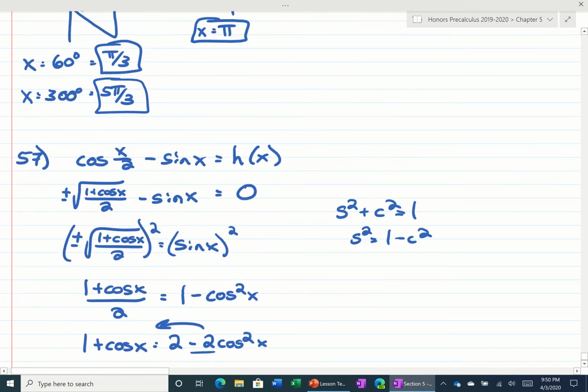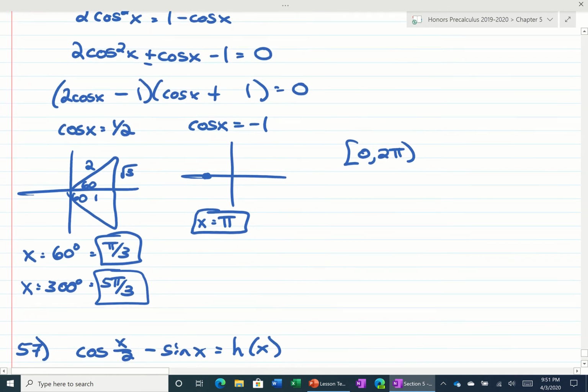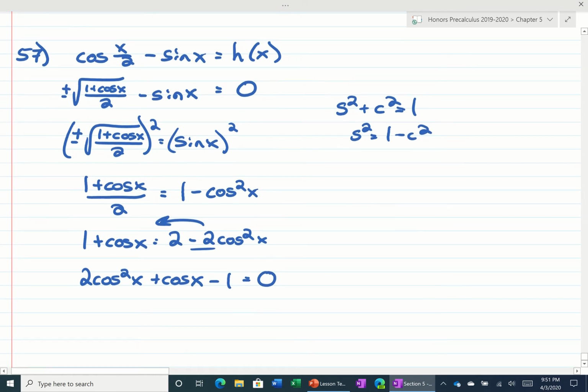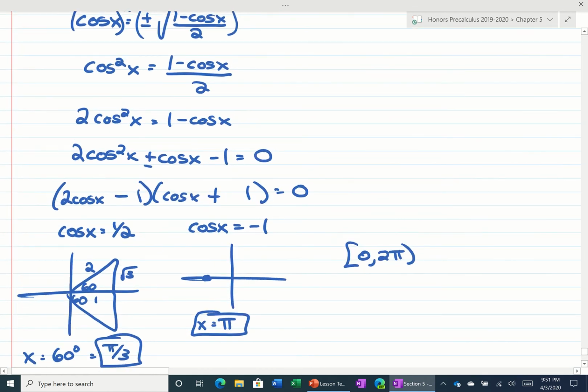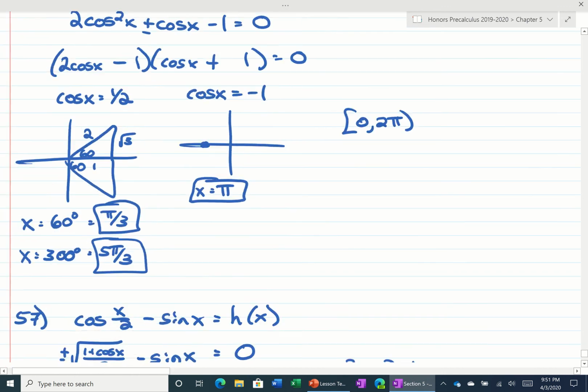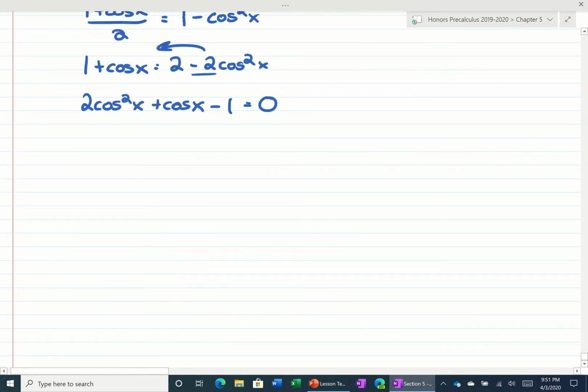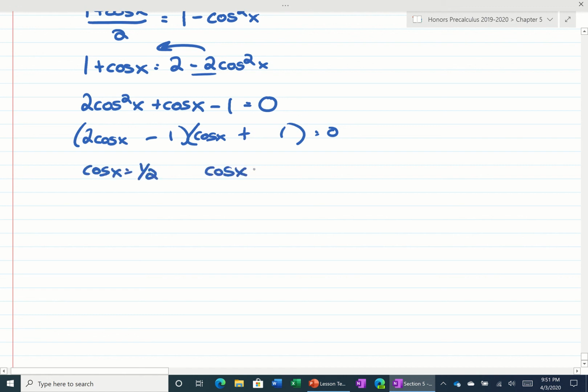And this is exactly the same problem we had over here. 2 cosine squared of x plus cosine minus 1. So then that means that the answers are going to be exactly the same. So I'll just write it again here. This would factor to be 2 cosine of x, and this would be cosine of x. We have 1 and 1, positive 2, negative 1. So one is cosine of x equals 1/2, and the other is cosine of x equals negative 1. That's why the answer would be pi. We saw that this happened at 60 degrees and at 300.